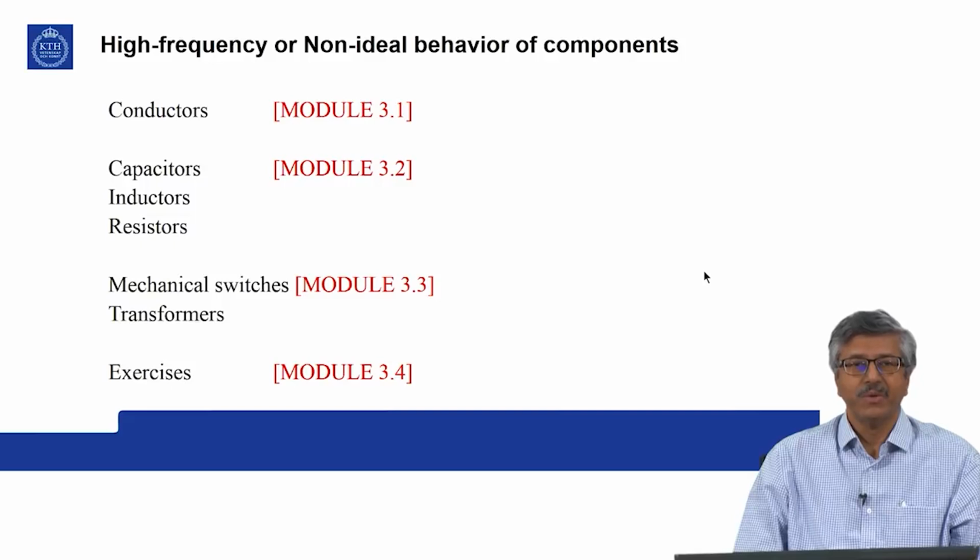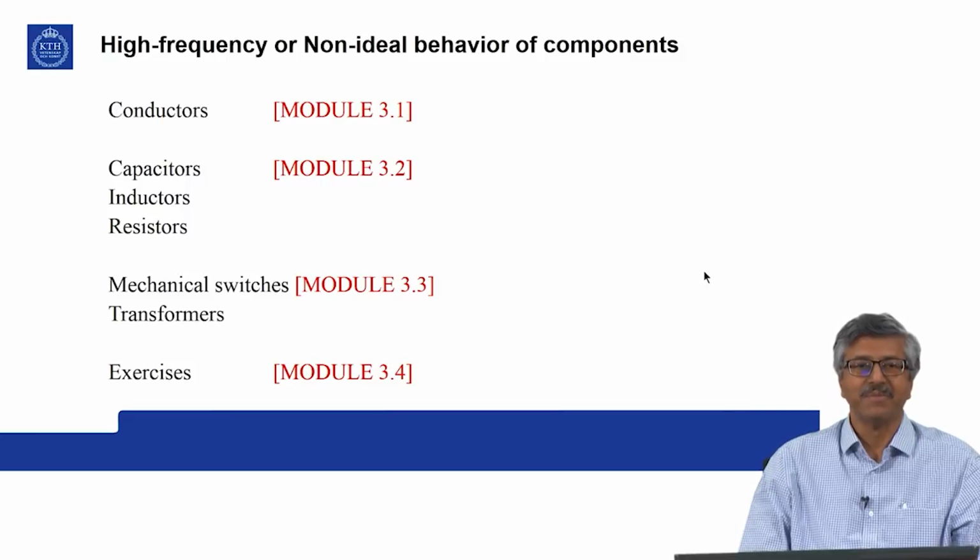Then we look into some of the electronic components that are called capacitors, inductors and resistors. These are the basic passive electronic components. And of course, these electronic components also have wires in the form of component leads, where you solder these components into printed circuit boards. And so then you get a combination of conductors and these ideal capacitors, inductors and resistors.